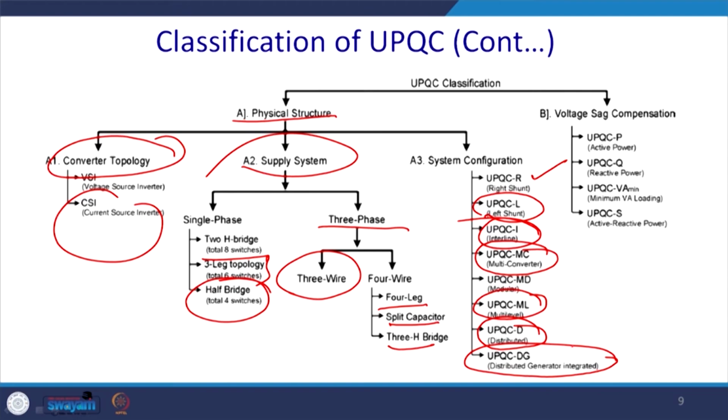And based on the voltage sag compensation, they can be further classified into UPQC-P and UPQC-Q, that is, for real power compensation and reactive power compensation. This one is for the reactive power compensation. This is basically the kVA optimization, so it will have a minimum VA, and this is UPQC-S, where the active and reactive power amount is constant and you can choose any compensation. Mostly this mode of operation is preferred.